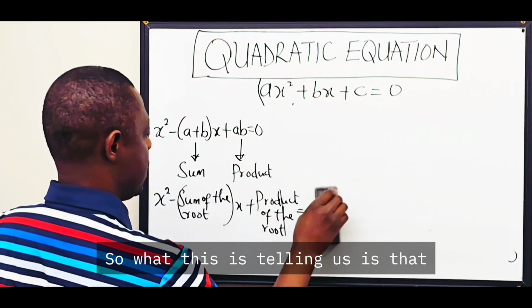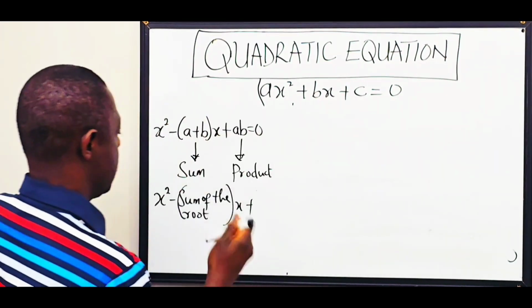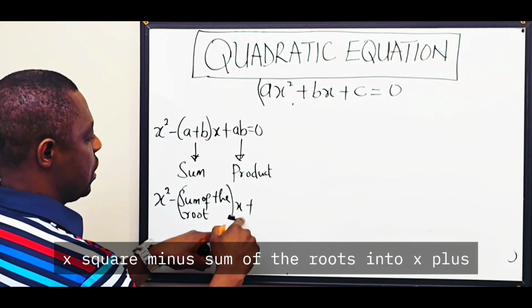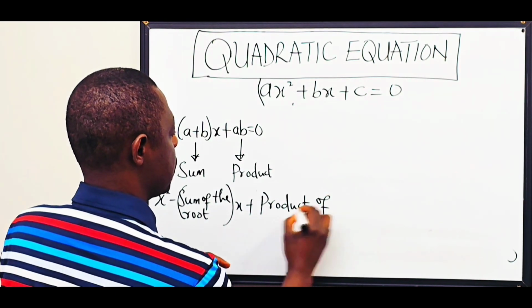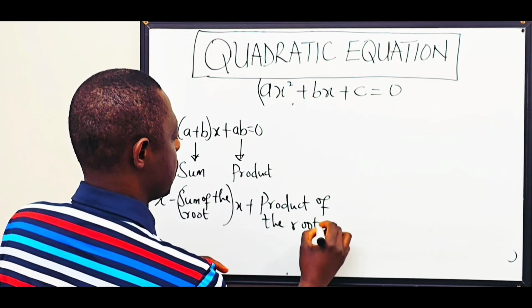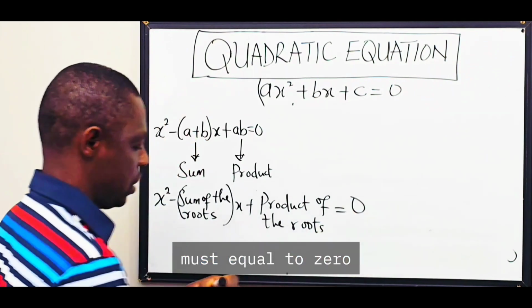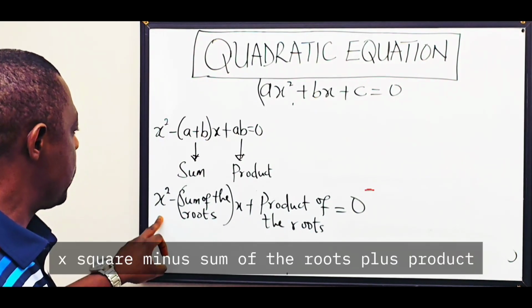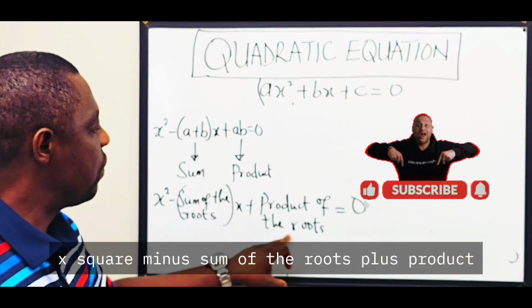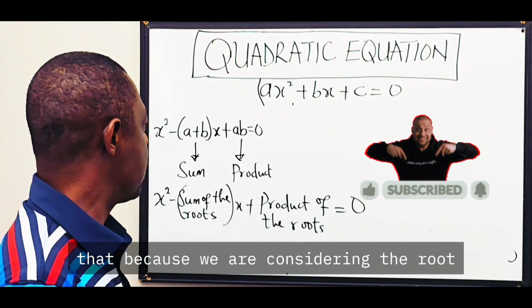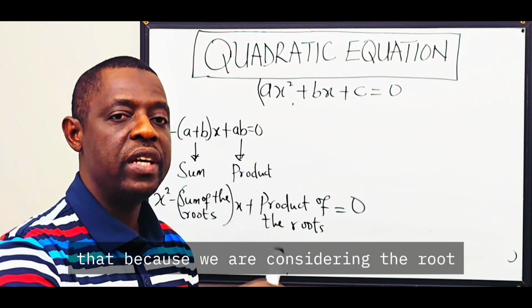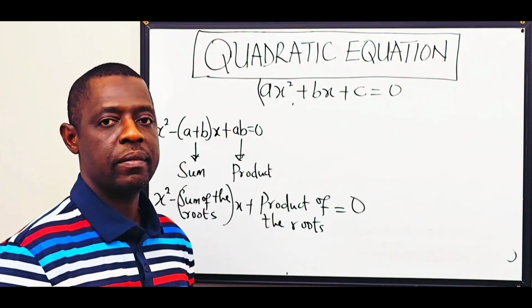So what this is telling us is that x squared minus sum of the roots into x plus product of the roots must equal 0. Look at that. x squared minus sum of the roots plus product of the roots must equal 0. I'm going to leave that because we are considering the roots of the equation in terms of a and b.